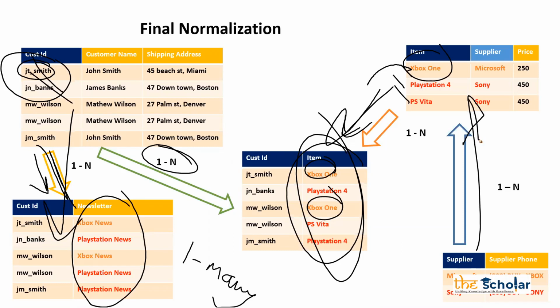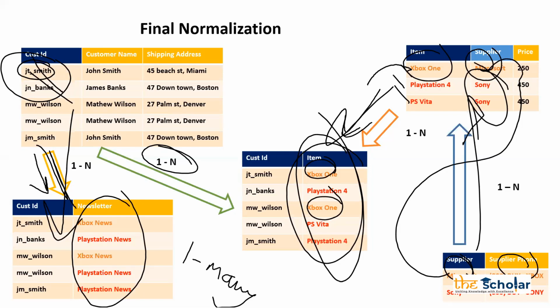Same way, this is also a one to many relation where I have Microsoft, which is a supplier, and a phone number. Here I can have multiple Microsoft entries because Microsoft may have multiple products. Same way, like you see in Sony. So one supplier may have multiple items. Pretty much possible. So you can see that all the relations are one to many here.